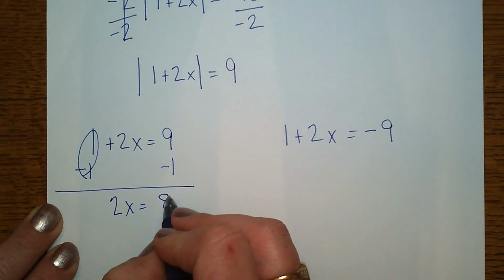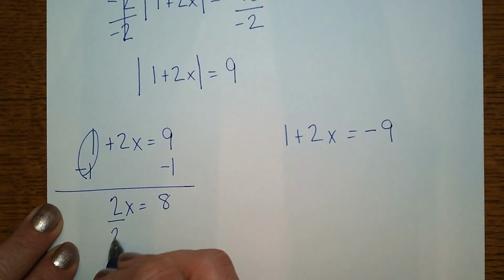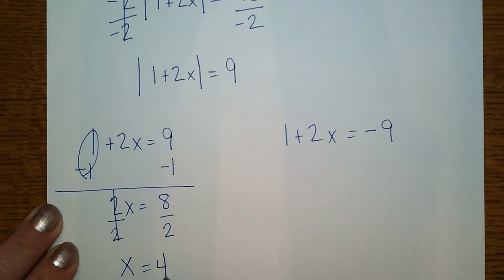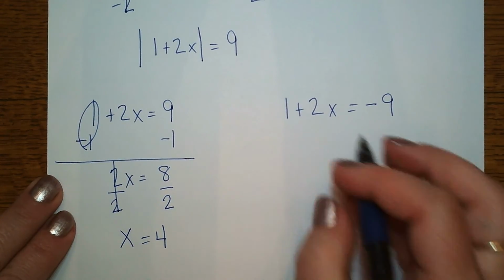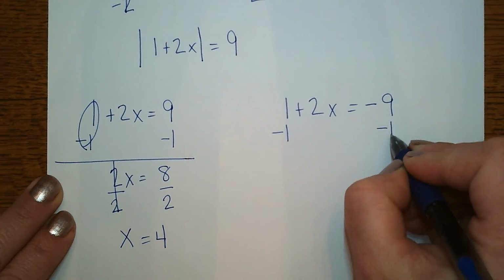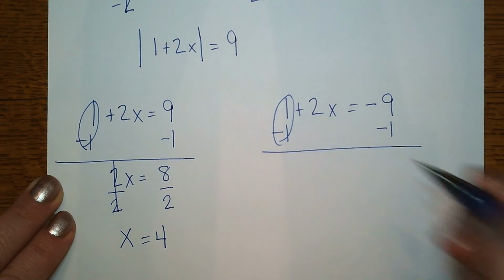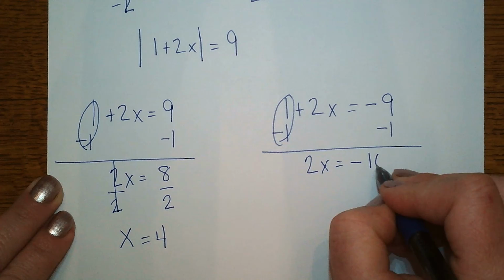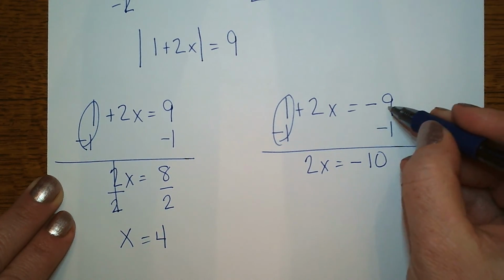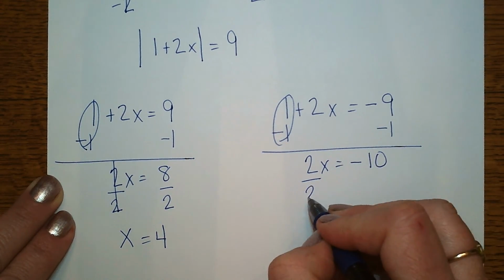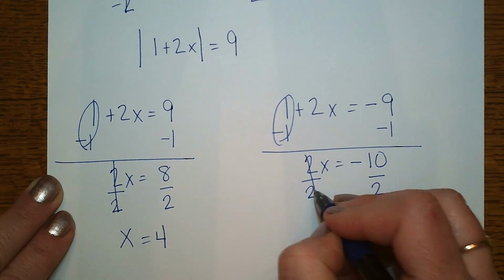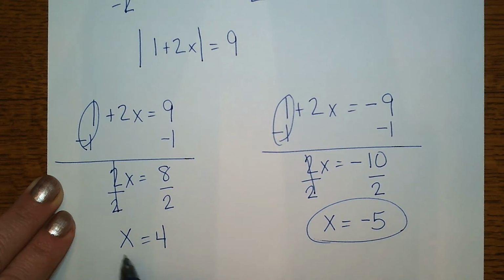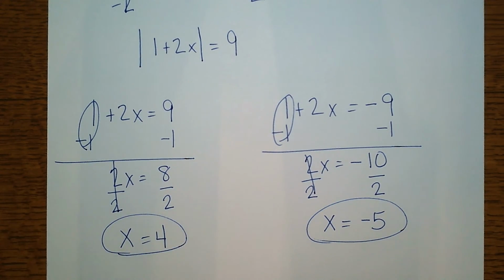2x equals 8. Divide both sides by 2. And x equals 4. Same steps over here, but be careful. Your numbers are definitely not the same. 2x equals negative 10, because we changed that to a negative 9. Divide by 2, and x equals negative 5. So my two solutions are 4 and negative 5.